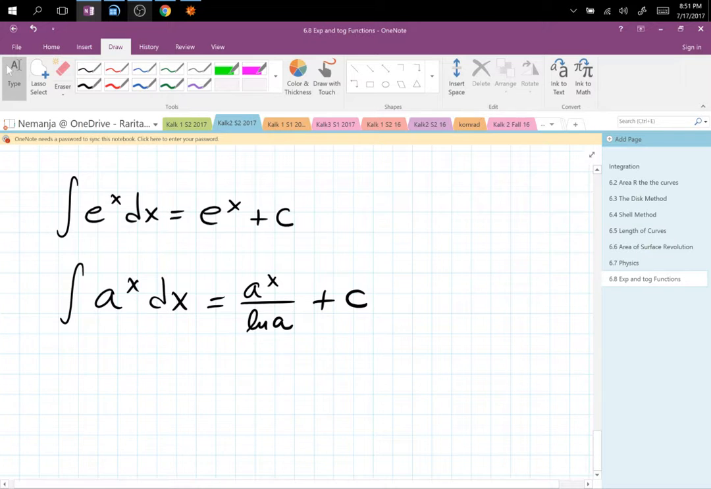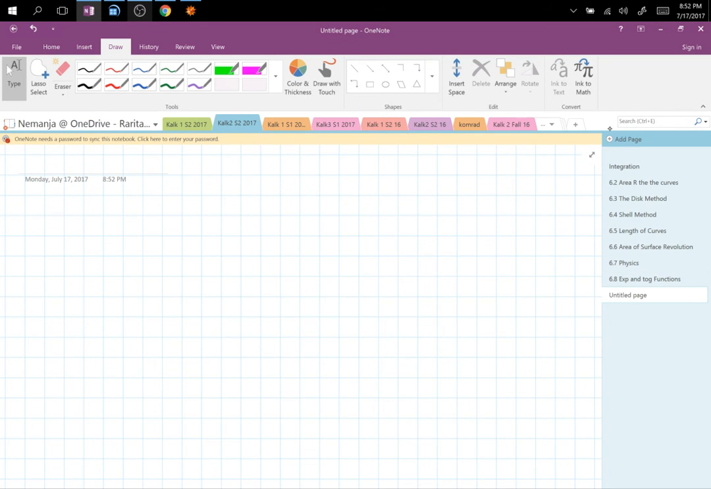So the next section is section 6.9, when we do word problems. Again, from pre-calculus, these are growth and decay problems that involve exponential and logarithmic functions.